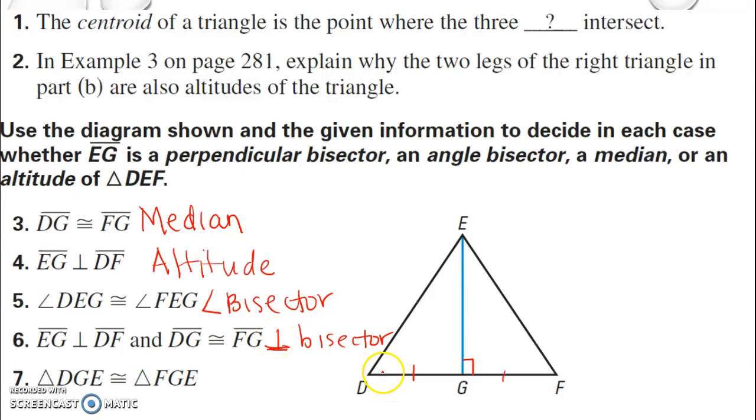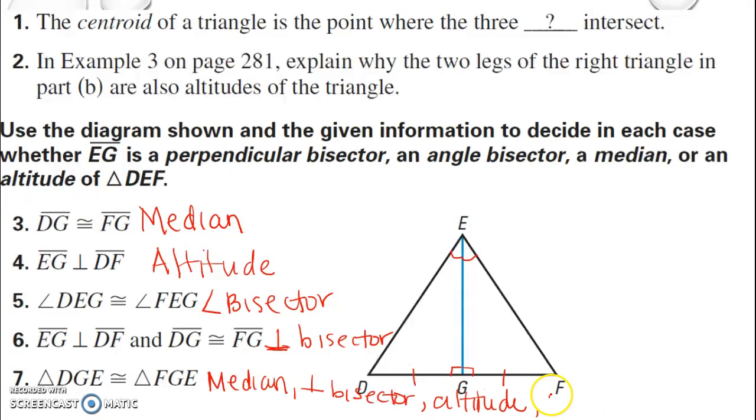And triangle DGE is congruent to triangle FGE, which would mean that these pieces are congruent to one another, which again will make this a median. If these were congruent, because this is 180 degrees, each of these would have to be 90 degrees, so it would also be a perpendicular bisector. Again, if the two triangles are congruent, these angles would have to be the same, which also makes the segment perpendicular, and that also makes it an altitude.